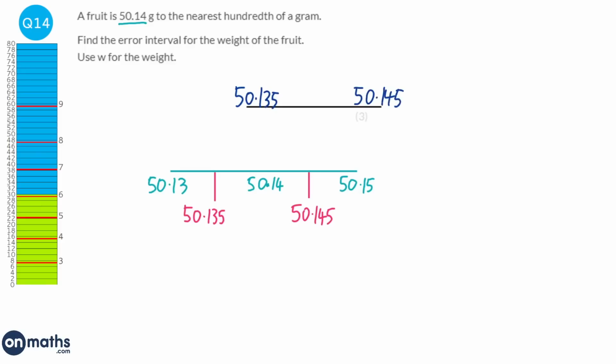50.145, and it asks us to use W for the weight, and we're going to show this with inequalities. Now it can be 50.135, so it's larger than or equal to 50.135, but it can't be 50.145 exactly, otherwise it would round to 50.15, so we don't put the line underneath the inequality.